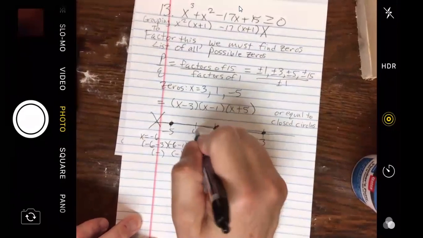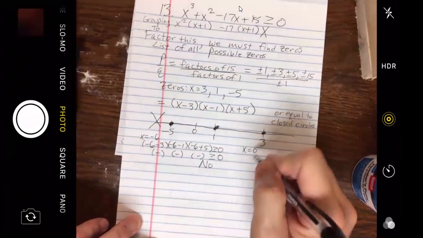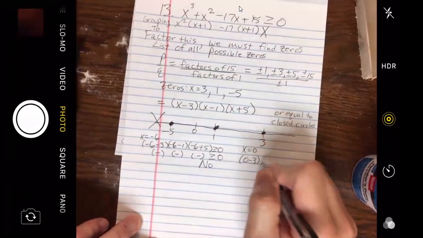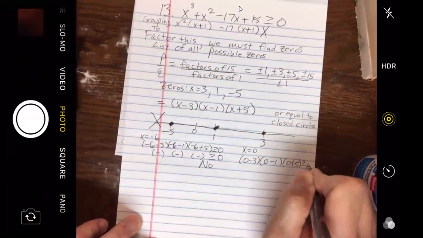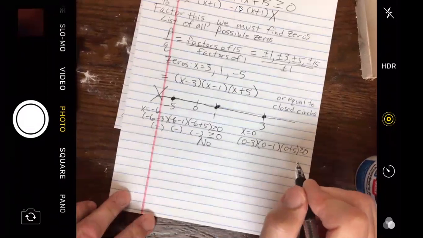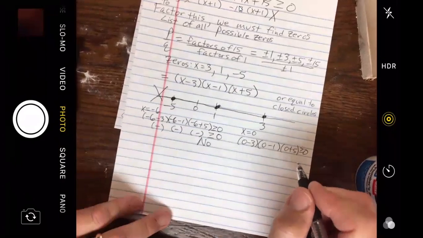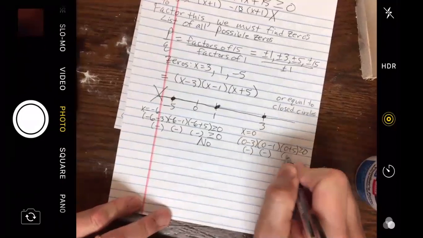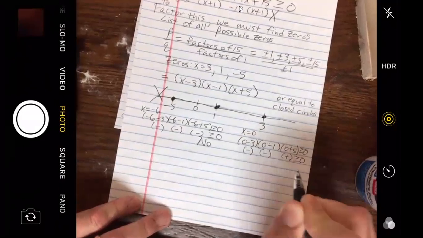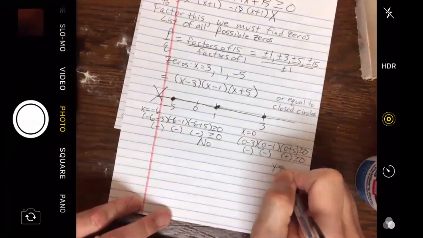I guess we'll use 0 in here. 0 minus 3, 0 minus 1, and 0 add 5, greater than or equal to 0. Are you getting quick enough to be able to tell that, yes, this works? Because that's negative and that's negative. There's 2 negatives, this is positive. Yep, that works.